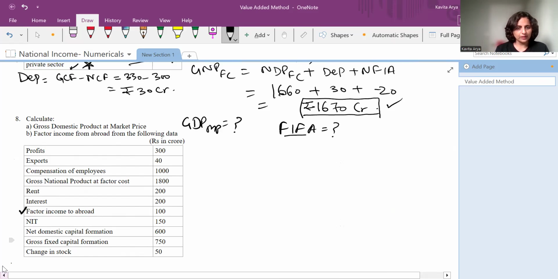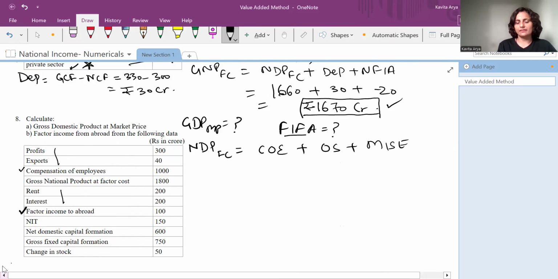Though the capital formation is there, the rest of the components of the expenditure method are not there. And I can see the compensation of employees and the parts of operating surplus. So this is a clear hint that we have to begin our question by finding NDPFC, means we are beginning with the income method, right? So the income method will give us NDPFC, that is domestic income, and that has to have COE plus operating surplus plus mixed income of self-employed.